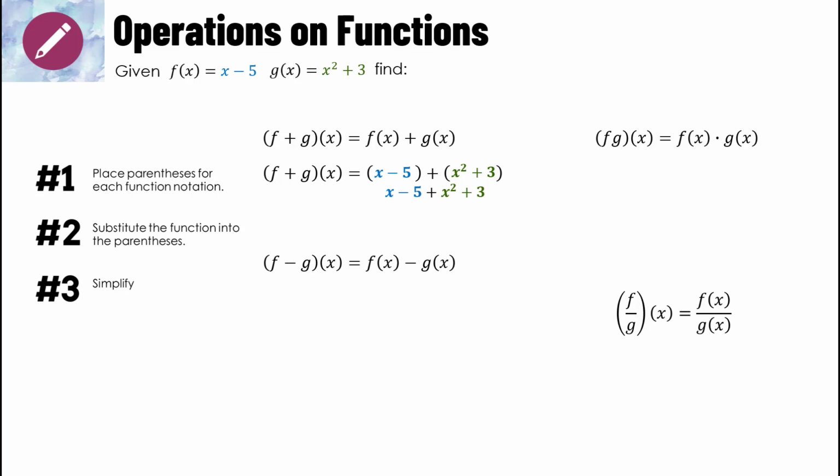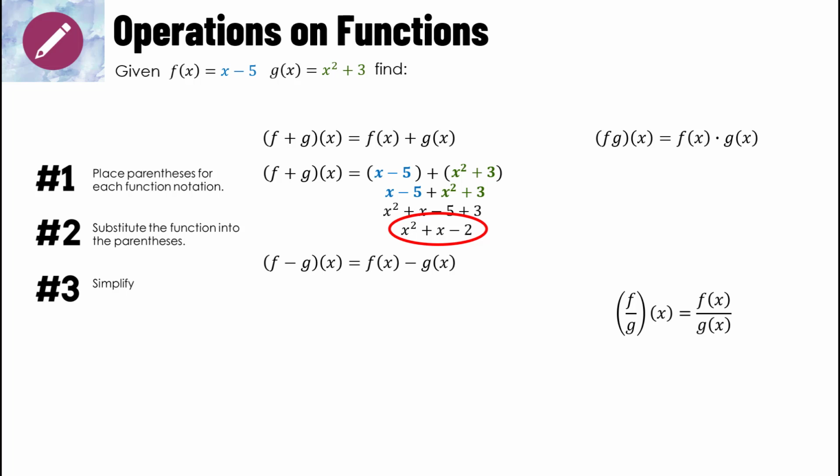Well, we're just adding, so we're simply going to have x minus 5 plus x squared plus 3. In algebra, we like everything in descending order, so I'm going to rewrite this as x squared plus x minus 5 plus 3. Can we simplify any further? Yeah, we can. Minus 5 plus 3 is negative 2. So our final answer is x squared plus x minus 2. Let's look at the next one.